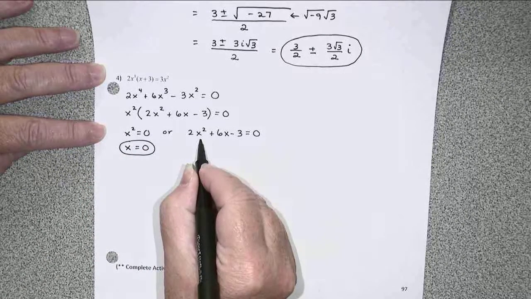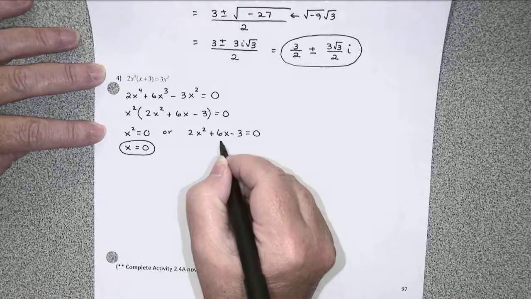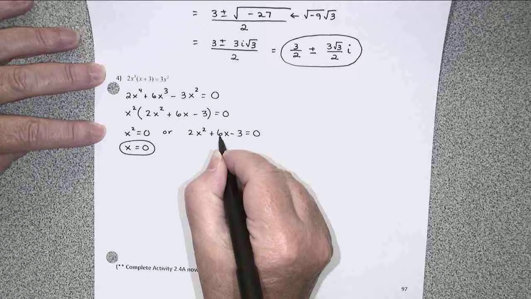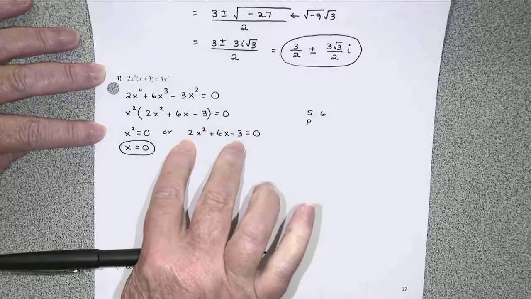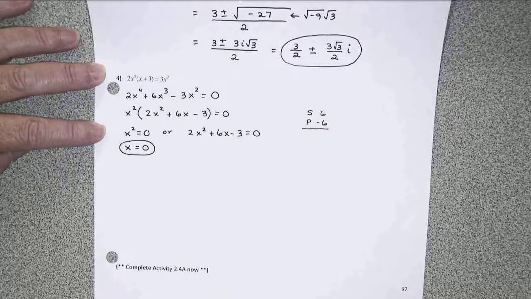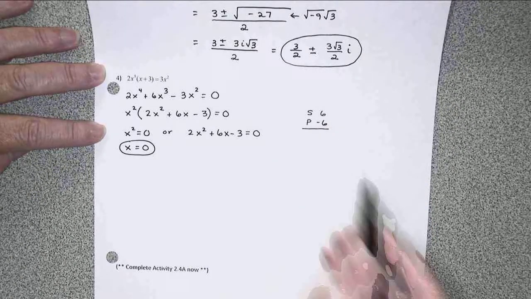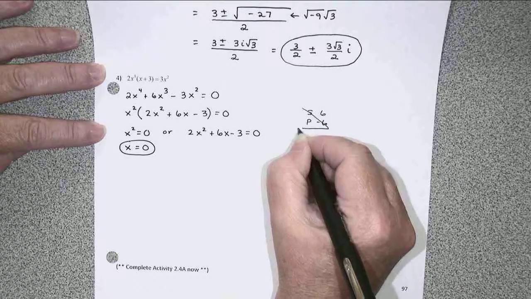And over here, once again, I might start thinking about maybe a sum and product. Let's just check and see if it would work. We'd need a sum of 6 and a product of negative 6. And once again, I don't think there's any way I'll get that. 1 and 6, 2 and 3, no way to get a sum of 6 on that.